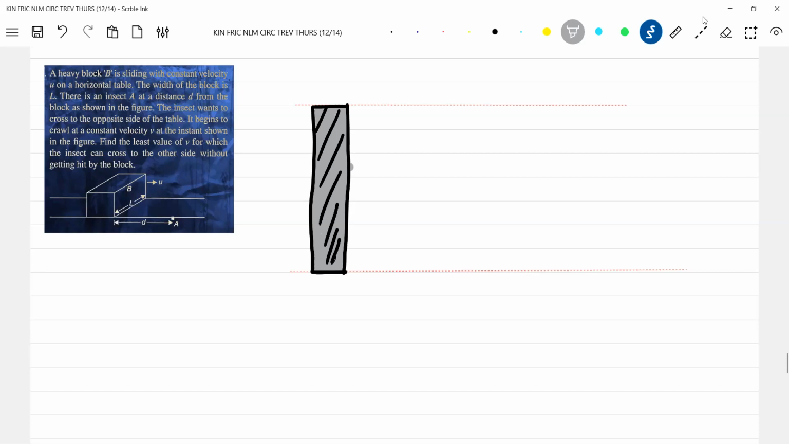Okay, this block is moving with a constant speed u. The ant is somewhere here. The top view is what I'm showing in the diagram. What is given is like a 3-dimensional diagram, so let's make a plane diagram. It'll be easier. Initially it is here at t equals 0.